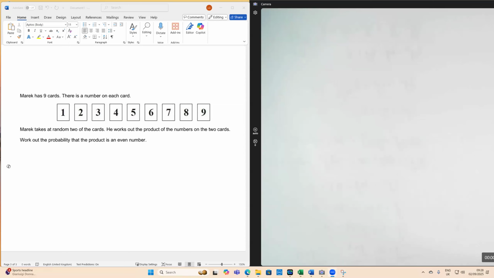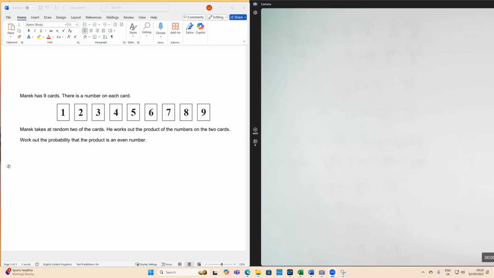So it says Marrick has 9 cards. There is a number on each card. Marrick takes at random 2 of the cards and he works out the product of the numbers on the 2 cards. Work out the probability that the product is an even number.